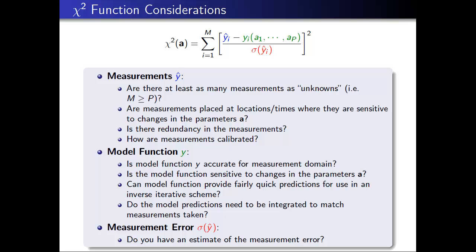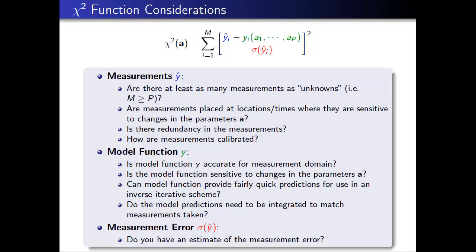Looking at the model function now, is the model function accurate for the measurement domain? We saw earlier that the standard diffusion requires certain assumptions about the optical properties. Mu s prime has to be greater than mu a. And so you want to make sure that your model, if you choose SDA, is in a measurement domain that is appropriate for its application.